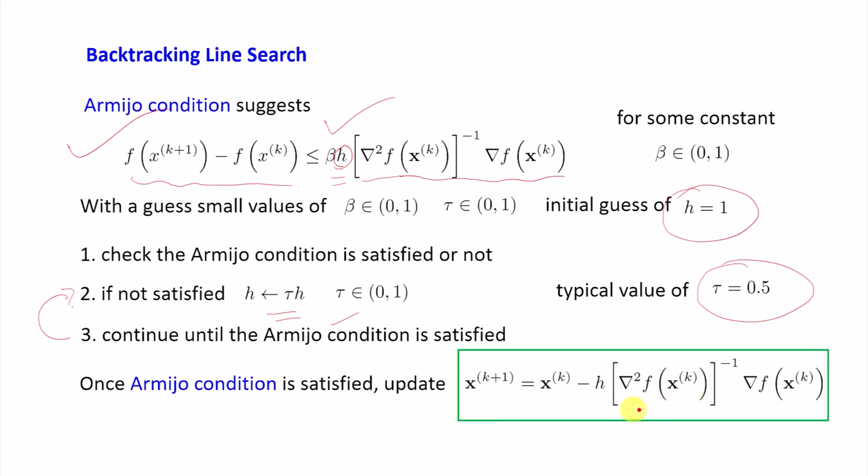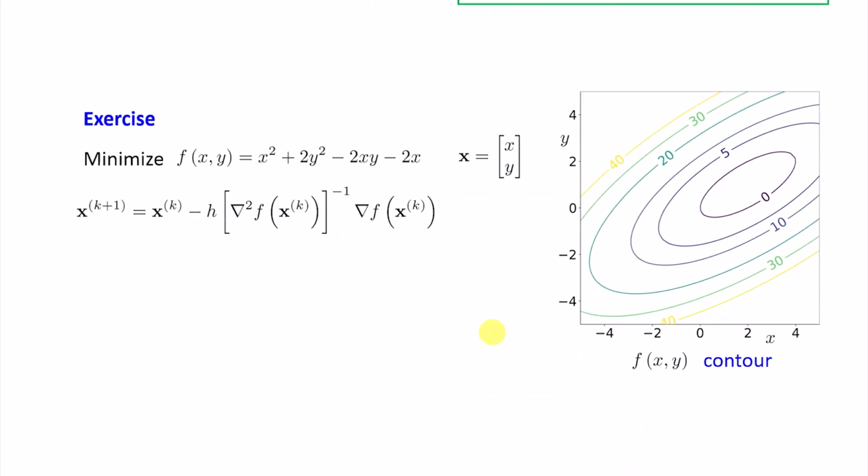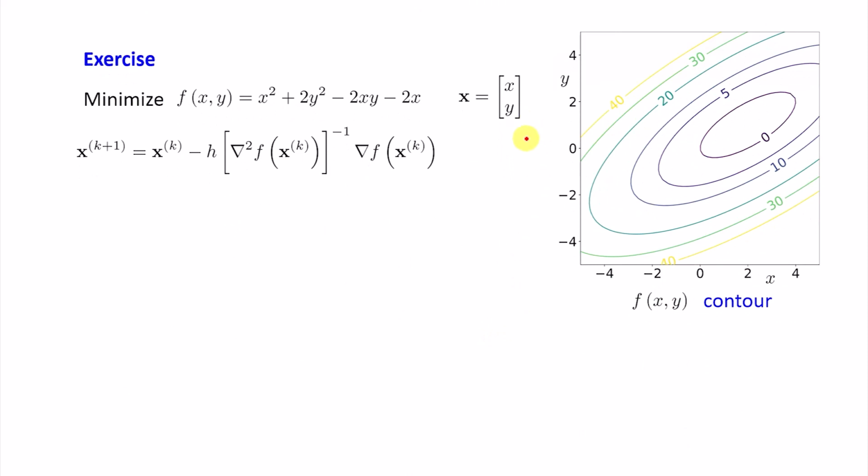This is the typical Newton's method with h equals 1, but now I have an h here, so I am just being slightly conservative. Then what will Newton's method give me? So let's now go to our old problem that we were solving.